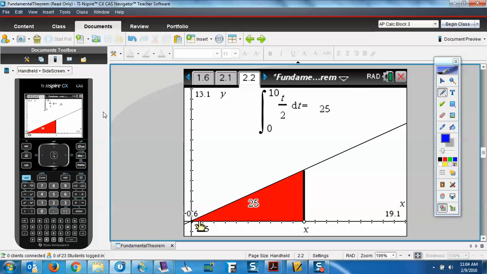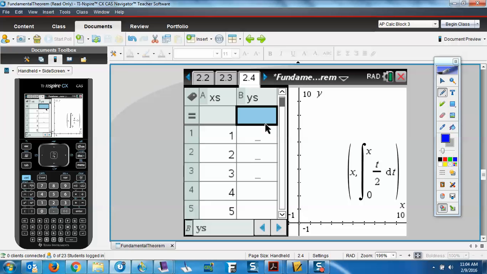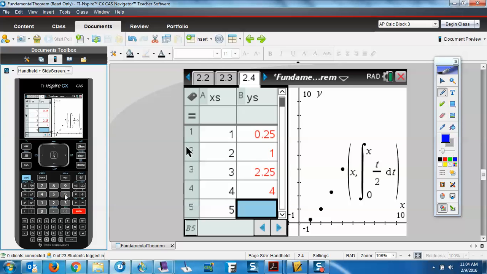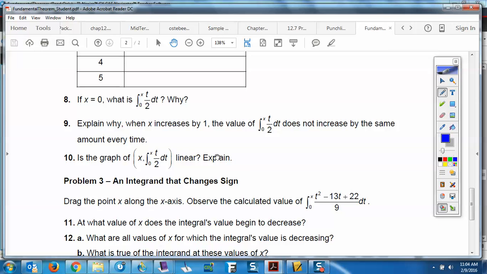So if I plot this, what should happen? What did we have? 0.25. What was the next one? 1, 2.25. What was next? 4, 6.25. Okay? Looks like that. Is this graph linear? I was just graphing those points. What do you think it is? It's a parabola. Turns out it's a parabola. Now, we don't know exactly what the equation is, but it is a parabola.